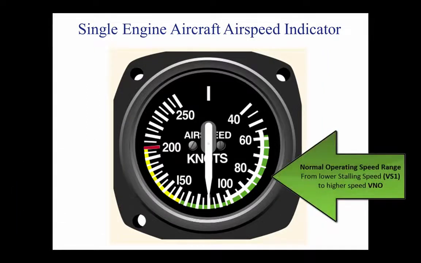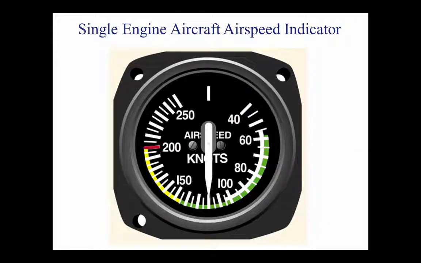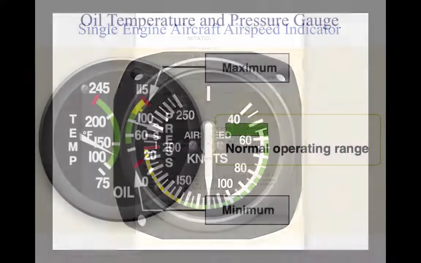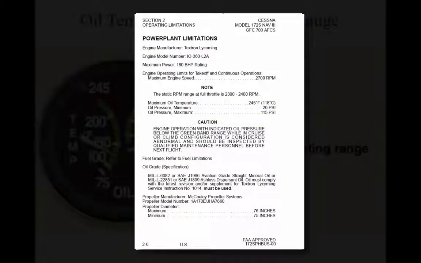A green arc depicts the normal operating speed range, with the upper end at VNO and the lower end at stalling speed at maximum weight with the landing gear and flaps retracted, or VS1. For airplanes, the flap operating range is depicted by the white arc, with the upper end at the maximum flap extended speed, VFE, and the lower end at the stalling speed with the landing gear and flaps in the landing configuration, VSO. The power plant limitations portion describes operating limitations on an aircraft's reciprocating or turbine engines.